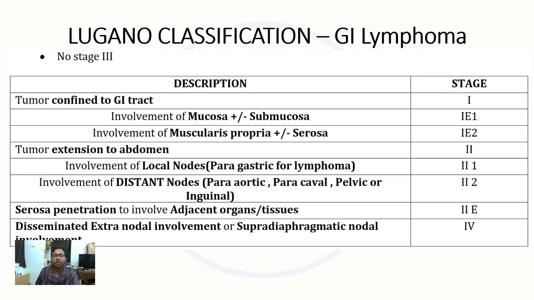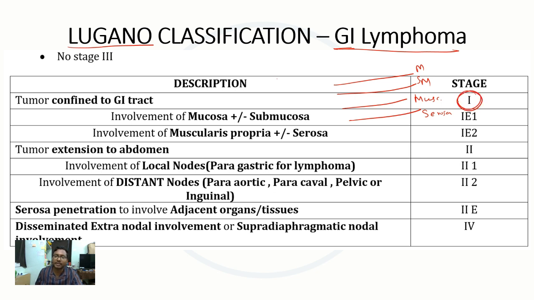Next one. The classification per se is more important for postgraduates, and for PG aspirants, you can just remember the name. Lugano classification is for gastrointestinal lymphoma. You can remember it easily. Just remember, you have four layers in our GI tract: mucosa, submucosa, muscularis propria, then serosa, right? Whenever there is GI lymphoma which is confined to the GI tract, that will come under your stage 1. Again, stage 1 is classified into two subtypes, 1E1 and 1E2.